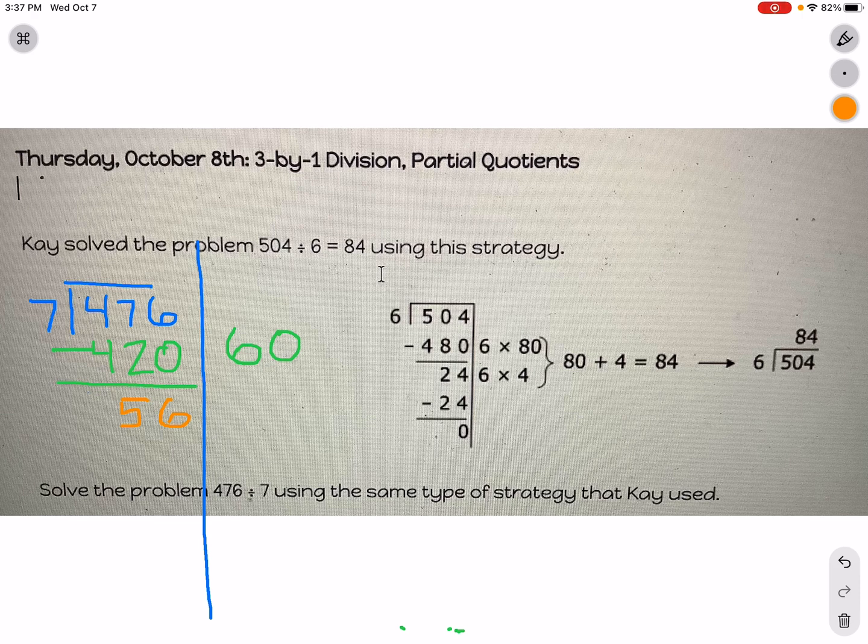Remember, with partial quotients, we're looking to see how many pieces we can take out of the whole. The whole here was 476. We just said we multiply 60 by the divisor 7. We can take 420 out of this 476. That leaves us with 56. Now you have to ask yourself, how many times will 7 go into 56?